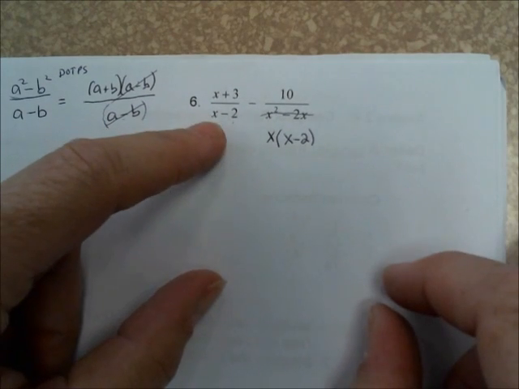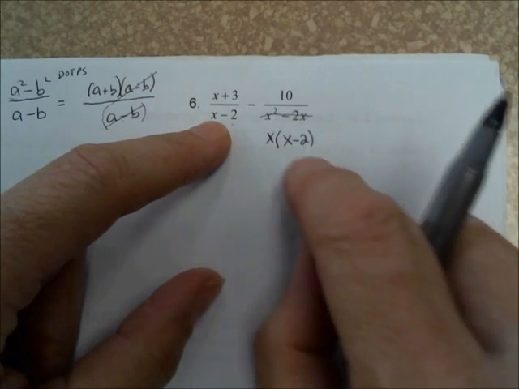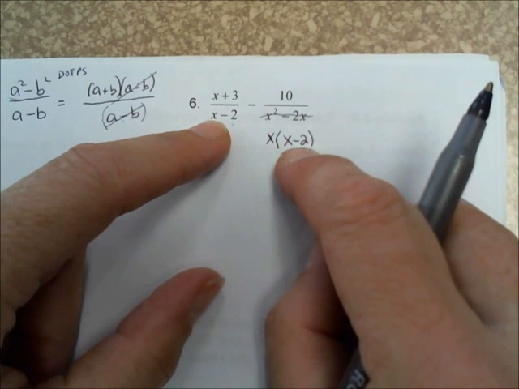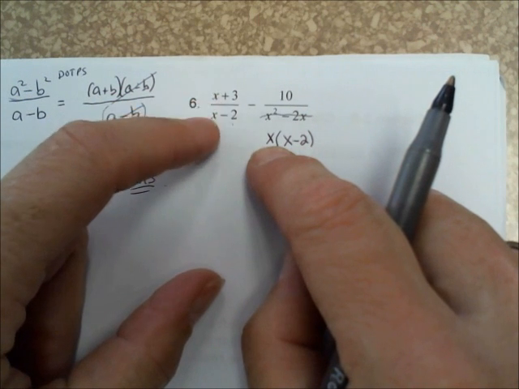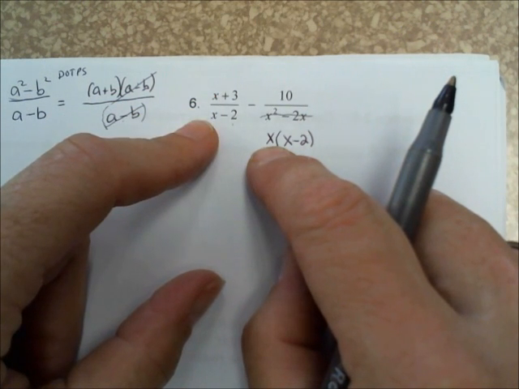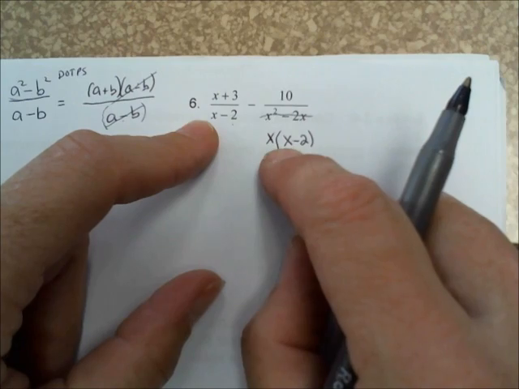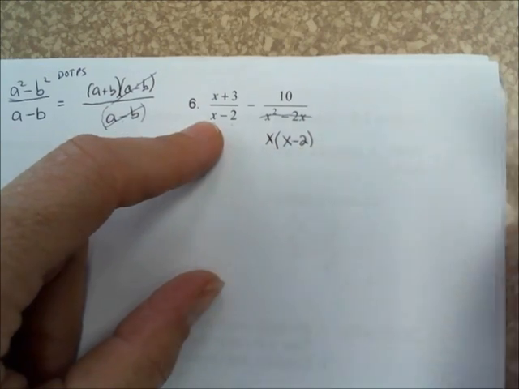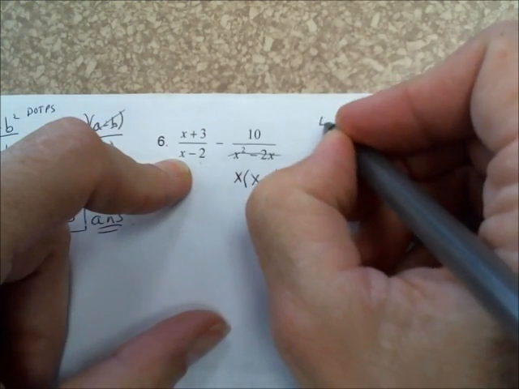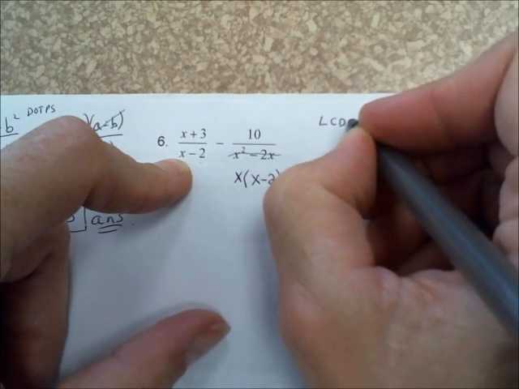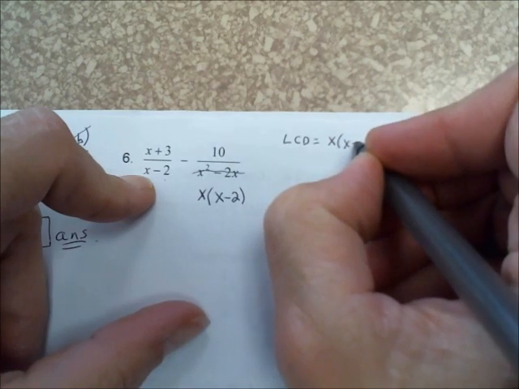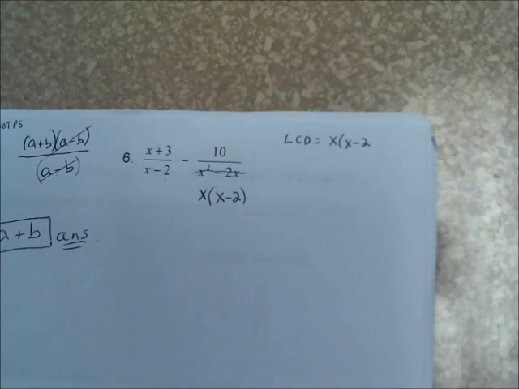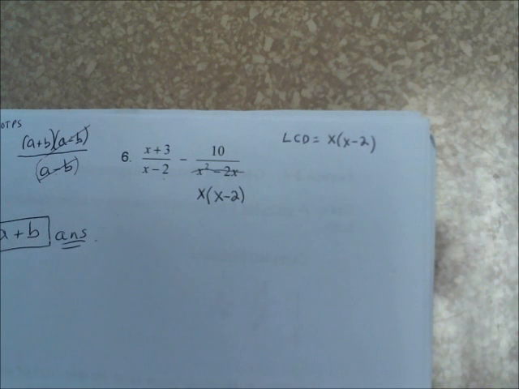So now we're taking a look at this denominator, which has an x minus 2, and this one has an x minus 2. But this one is missing the x. So if we multiply the top and bottom of the fraction by an x, we're going to get x times x minus 2 in both denominators. So let's mark that down. Our LCD here is this one called x times x minus 2. Close up the parentheses.